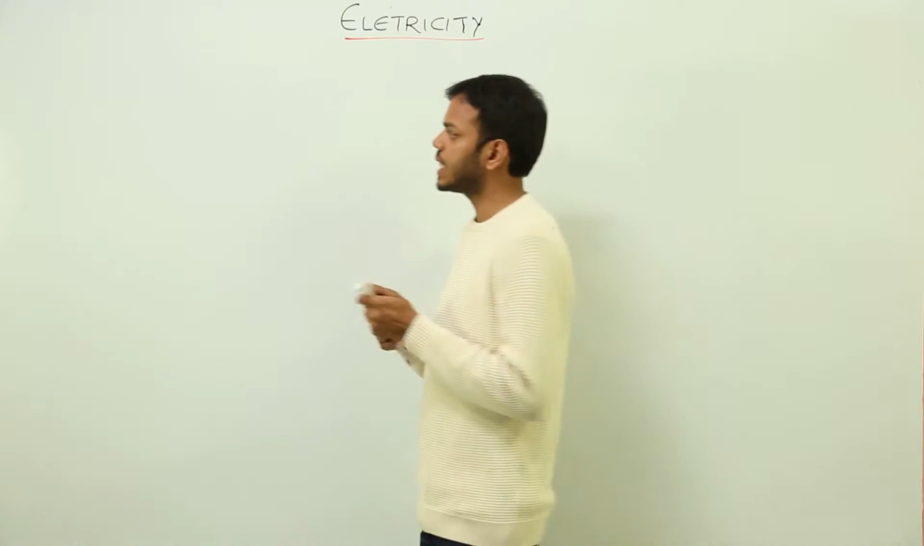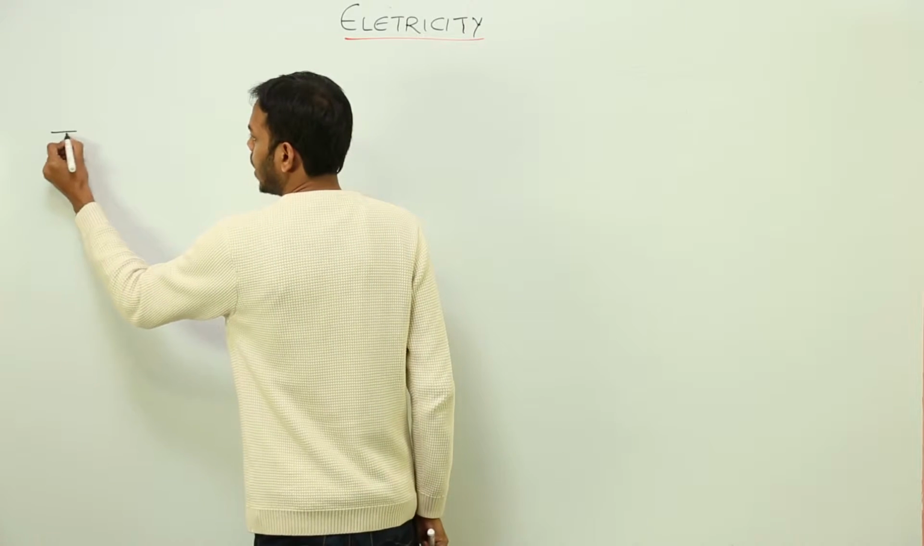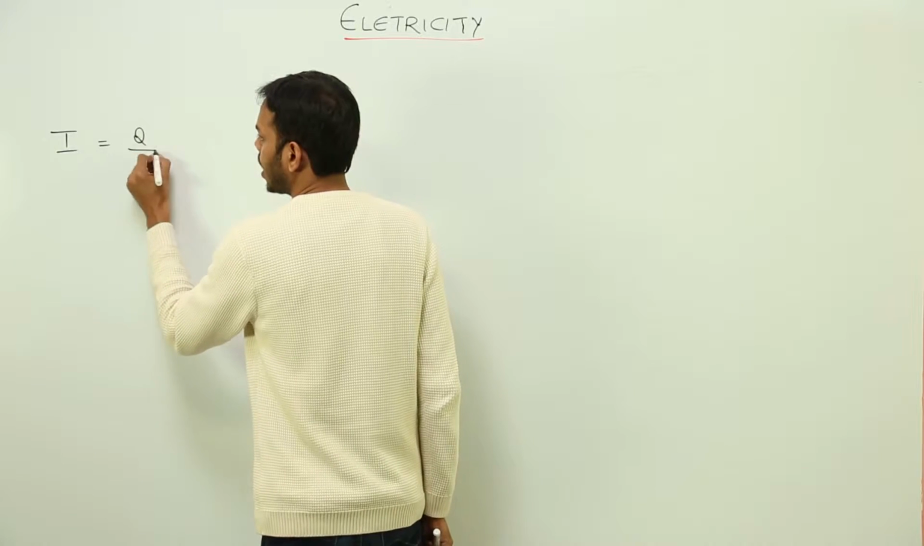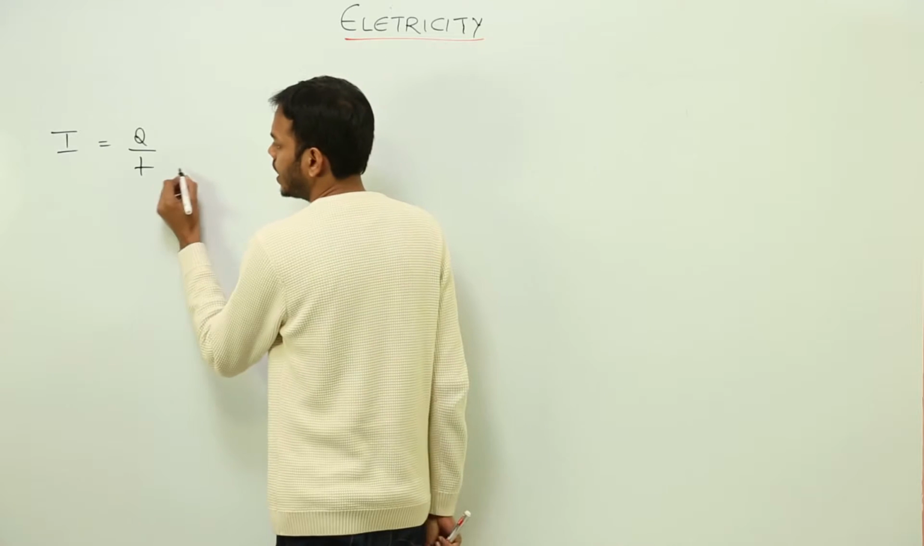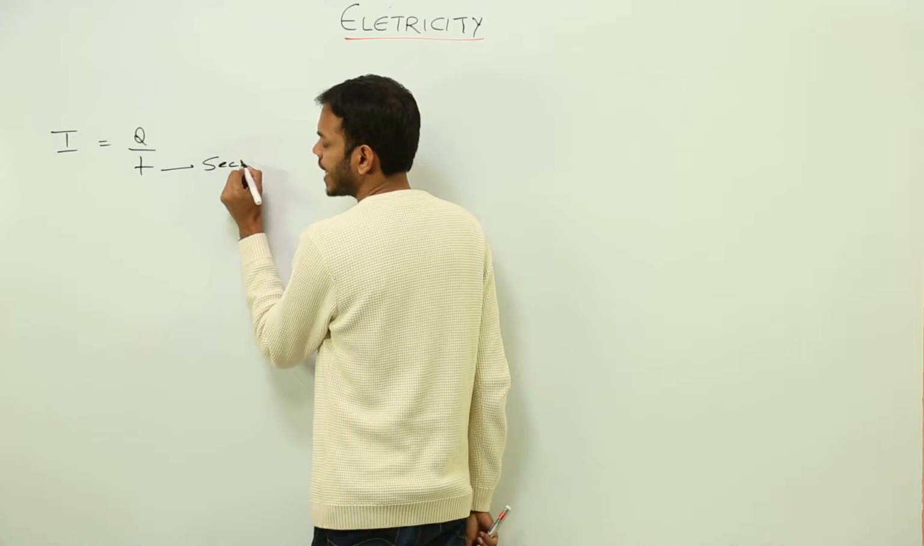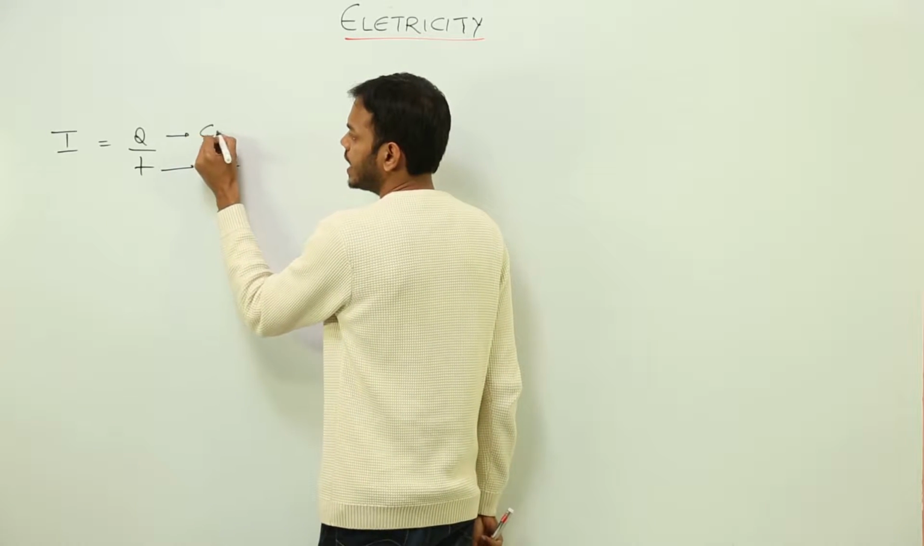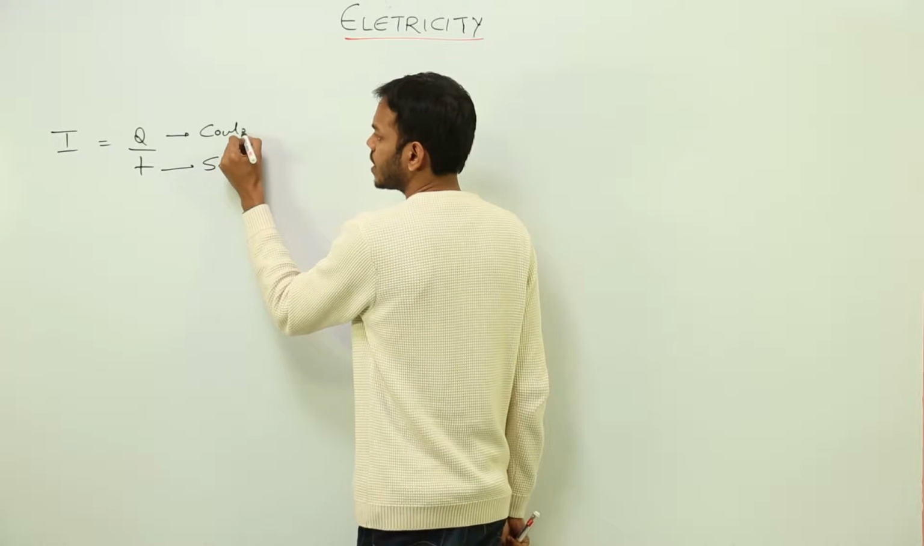So as we have just discussed, the formula for current is given by charge upon time. Now what are the SI units of each? First of all, we know the SI unit for time is always seconds. The charge is denoted in coulombs.